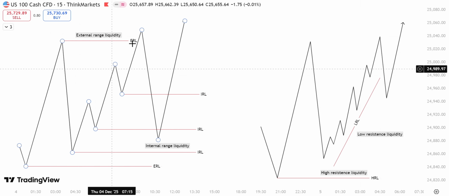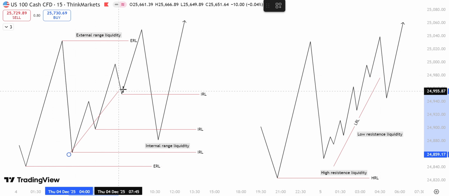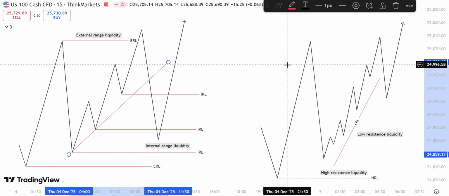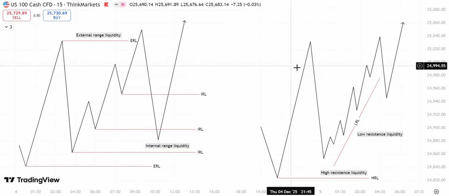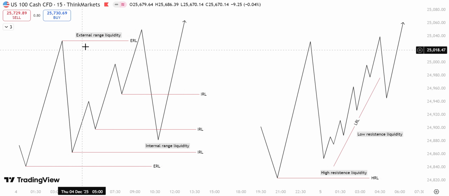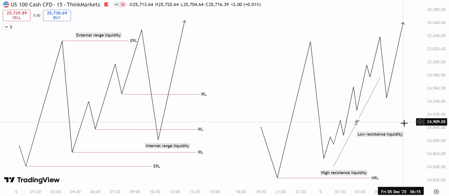For example, we are in a trend line, as you can see, boom, boom, boom, boom. This line over here can be our trend line liquidity if you trade that, but I'm not going to teach that. So internal range liquidity can be targets as well as points of manipulation, as you can see from this move. Now let's see low resistance liquidity and high resistance liquidity.